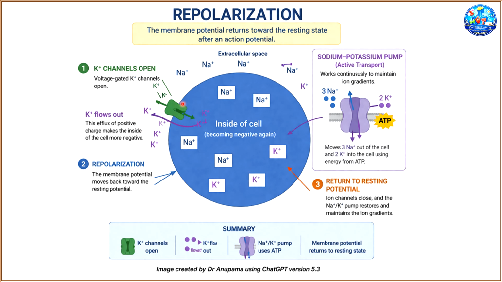So here, this is the potassium channel which allows inward movement of potassium ions. As the potassium ions move inside, we see that it has come back to the resting potential state.